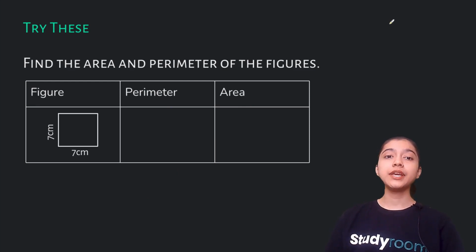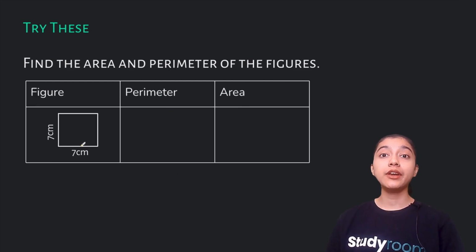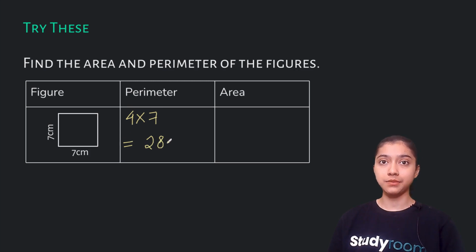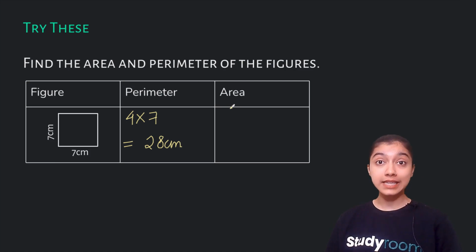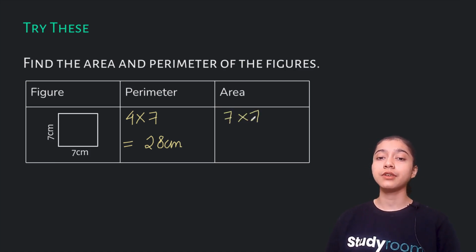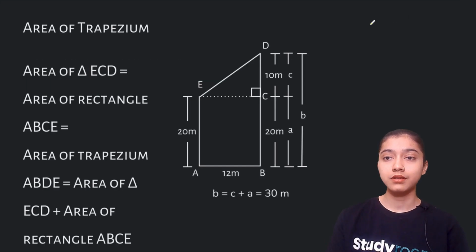The last figure that we have over here is a square. And the side of the square is 7 centimeters. So for calculating the perimeter of a square, the formula is 4 times the side of the square. That is 7 centimeters. So 4 into 7, this gives us 28 centimeters as the perimeter of the square. To calculate the area, the formula is side multiplied with side. Each of the side is 7. So I'll write 7 into 7. That gives me 49 centimeters square as the area of this given square.